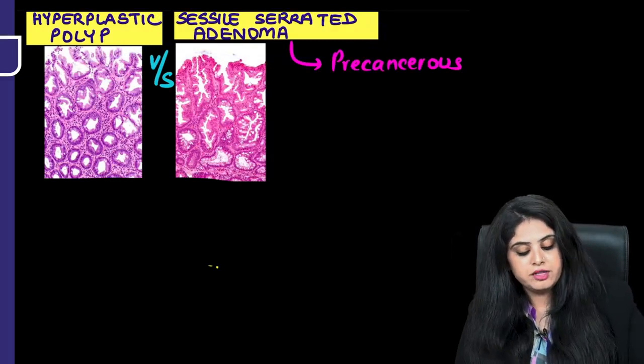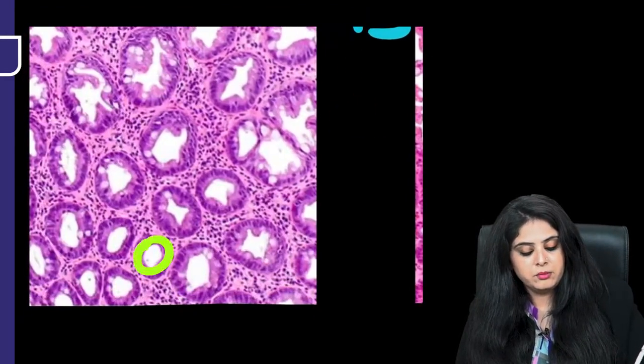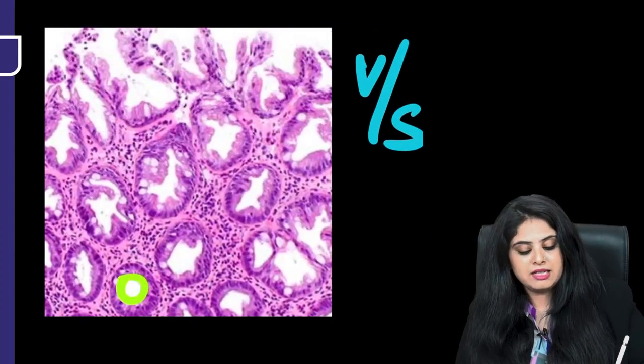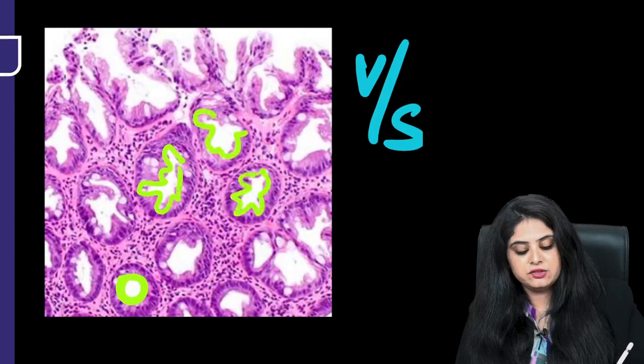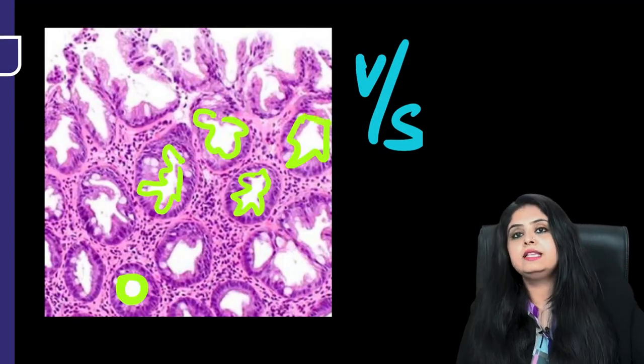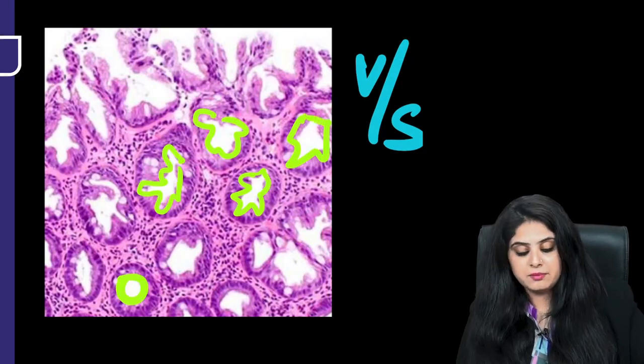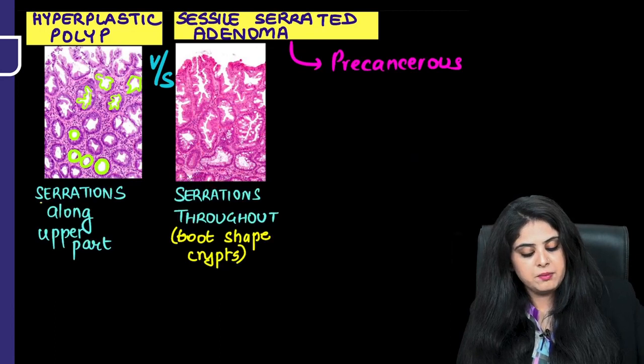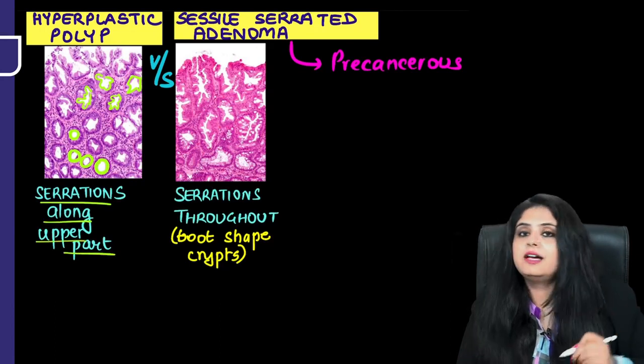If you look over here at the crypts on the bottom, they look round, right? They are round. But as you go up, are they looking all zigzag like this? Yes. So these are known as serrations. But I say serrations are only in the upper part of the polyp. That is a hyperplastic polyp. When serrations are only in the upper part of the polyp, that is hyperplastic polyp.